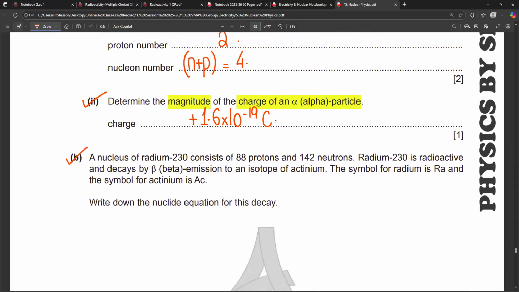Then we have B part. A nucleus of radium-230 consists of 88 protons, 142 neutrons. Radium-230 is radioactive and decays by beta emission to an isotope of actinium. The symbol for radium is Ra and the symbol for actinium is Ac. So write down the nuclide equation for this decay. So let's see the equation.